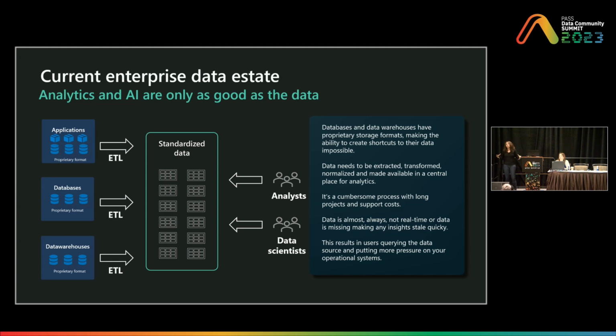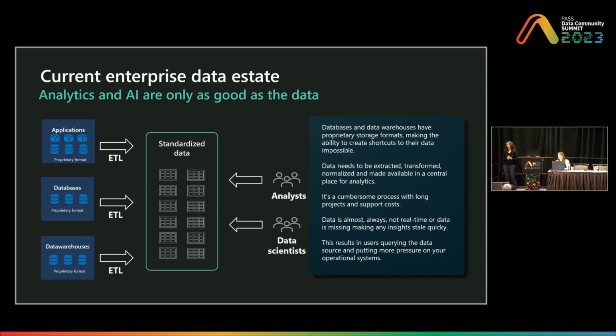So typically, if you want to bring it all together for the purposes of AI, for purposes of analytics, you're going to have to extract it, transform it, normalize it, put it into a standard, and put it into a central repository. Because you can't create shortcuts, because those databases, as you all know, even SQL Server has its own proprietary storage format. Cosmos DB has its own proprietary storage format. Every database has its own proprietary storage. So I can't create a shortcut. So you do the ETLing, right? Extract, transform, load, land it into a central place.